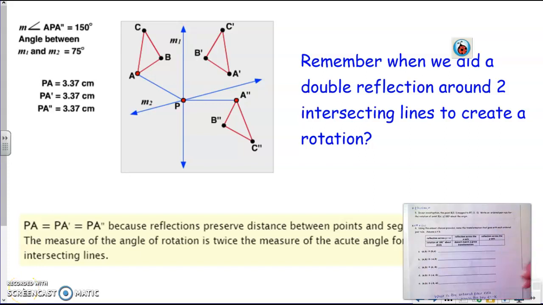Okay, if you'll remember, a couple of lessons ago, we did a double reflection around two intersecting lines, and that created rotation. So there was a rotation from triangle ABC to triangle A double prime, B double prime, C double prime. Now, the amount of rotation, the number of degrees that it went, remember, was twice the number of degrees as that intersection between the two lines, M1 and M2. And so that'll be important for what we're looking at today with rotations in the coordinate plane.